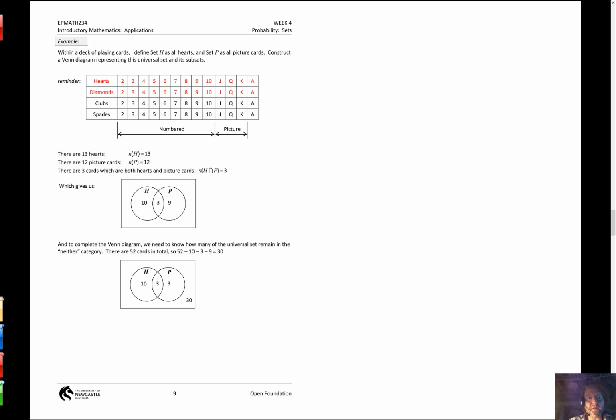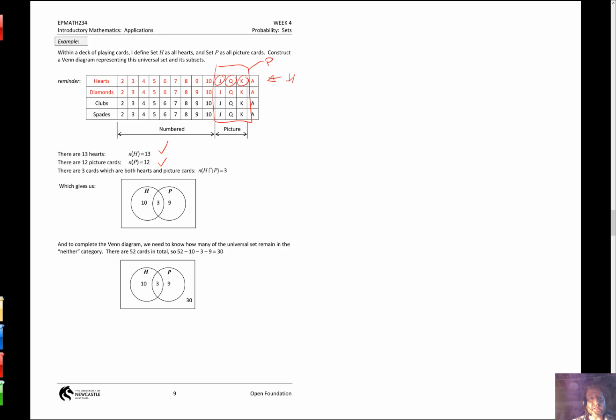Within a deck of playing cards, I define set H as all hearts and set P as all picture cards. Alright, H is all of this top row. The set of all picture cards, yoink, yoink, yoink. Okay, H and P. There are 13 hearts, true. H in H equals 13. There are 12 picture cards, 3 by 4, agreed. There are 3 cards which are both hearts and picture cards. Jack of hearts, Queen of hearts, King of hearts are within the picture cards and within hearts, so yep, agreed. The cardinality, in other words, the number of elements in H intersection P is 3.